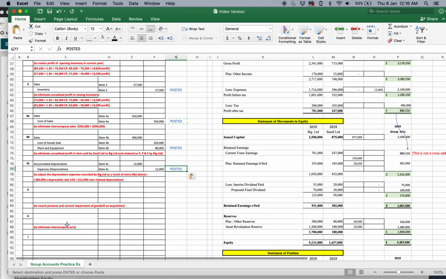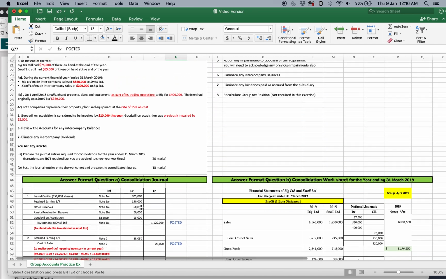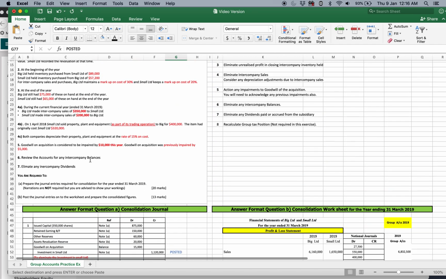Okay. The fifth thing, to record previous and current impairment of goodwill and acquisition. Okay, you got that in the assignment too. Okay, goodwill on acquisition is considered to be impaired by $10,000 this year. Right, so we've got to write off $10,000 of the goodwill. Goodwill on acquisition was previously impaired by $5,000, right? So previously, in years gone by, we thought it had gone down 5. Now we think it's gone down another 10.